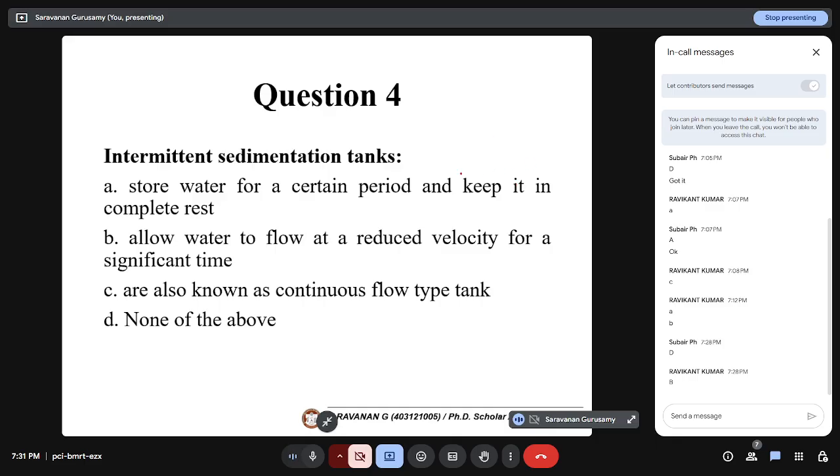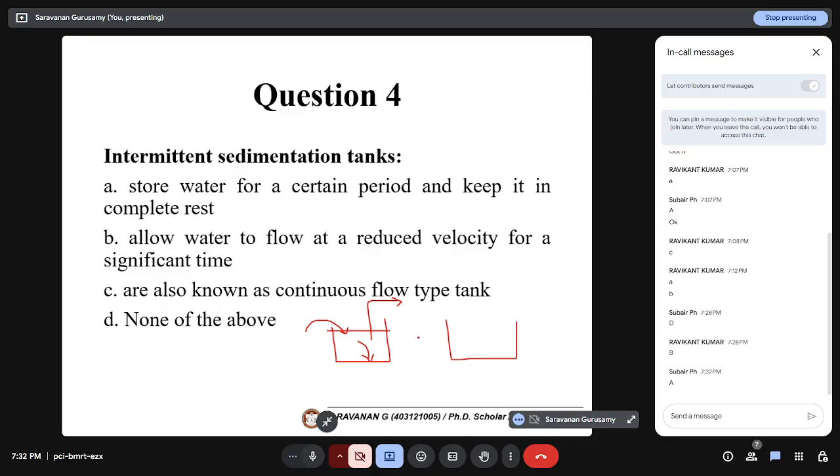Intermittent sedimentation tank: we have two types of sedimentation tank, intermittent and continuous. In intermittent, water will come in and be stored for some time. During the rest period, particles will settle. After settlement, the water will be taken out. This is intermittent or batch type. In continuous, water is always flowing, and before it leaves, particles will settle. So storing water for a certain period in complete rest is correct. Allowing water to flow is wrong, continuous flow type is also wrong, and none of the above is also wrong. So A is correct.